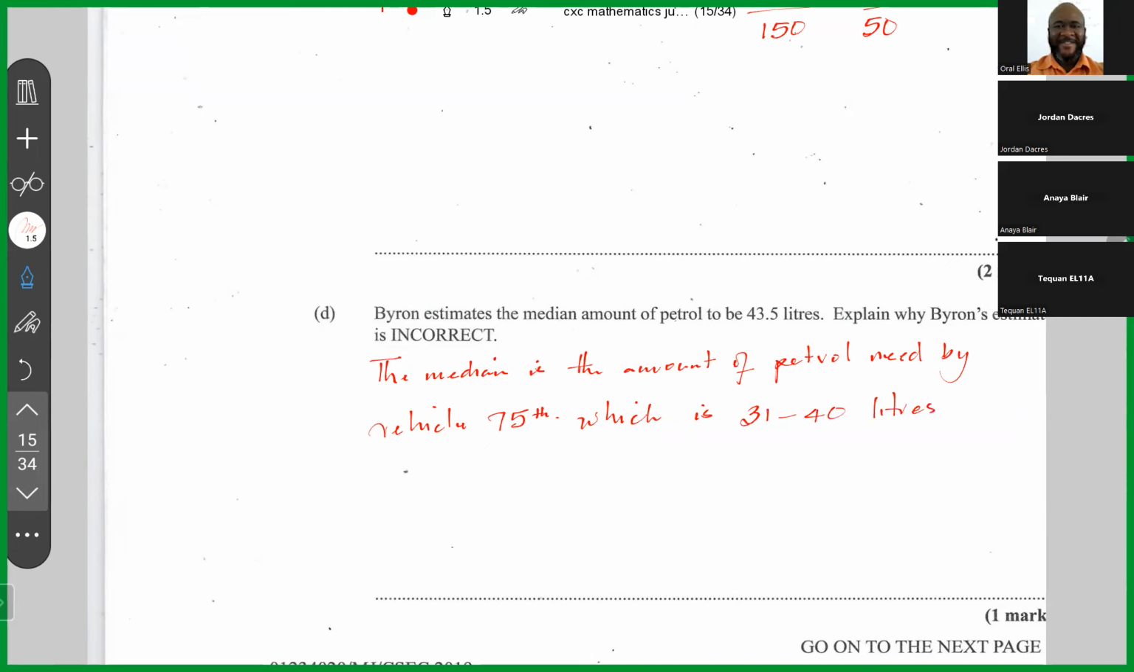Therefore, Byron's estimate of 43.5 liters is not correct. All right, for 1 mark, I guess that would be okay.